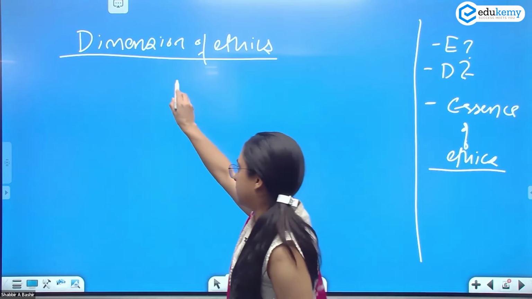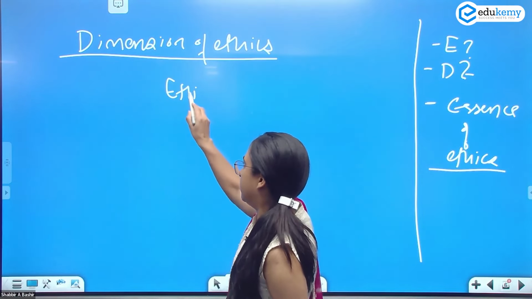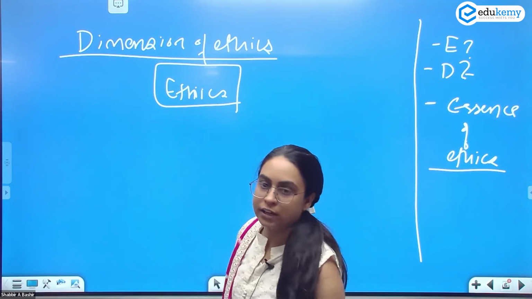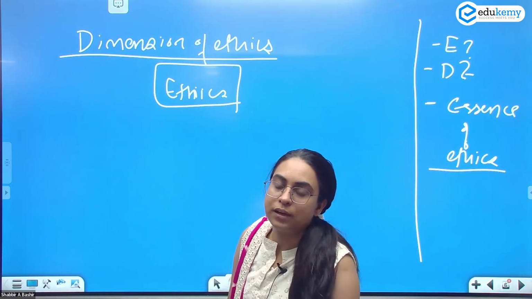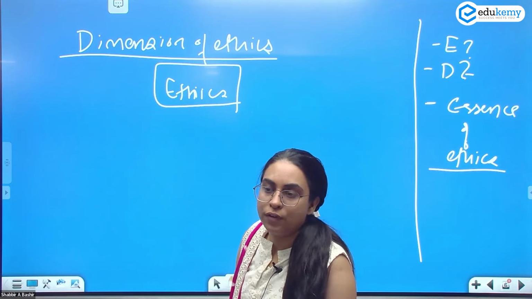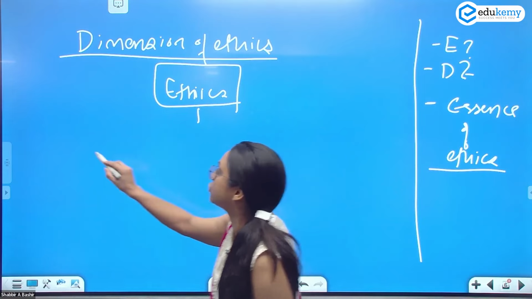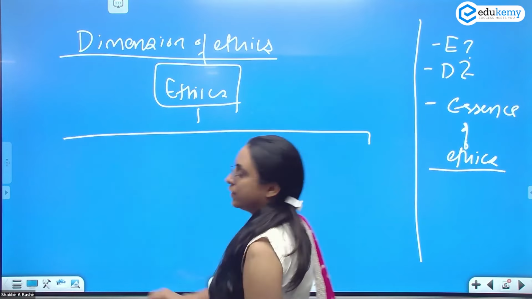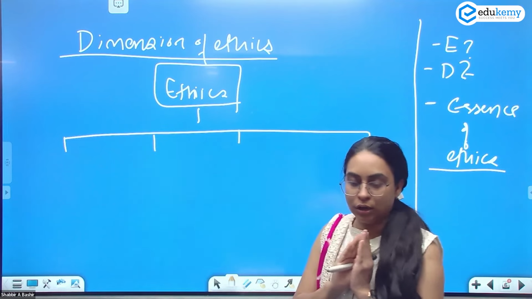When you say ethics, let me first draw this chart and then you can draw. Ethics is a field of study. What is it concerned? It is concerned about right or wrong of an action. What are the dimension of ethics? The dimension of ethics, you can have 4 important dimension.